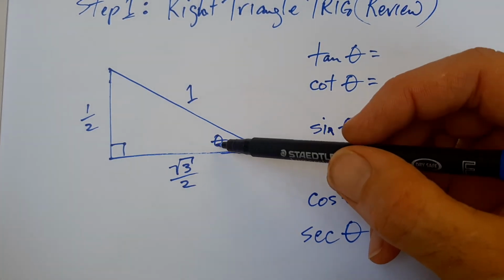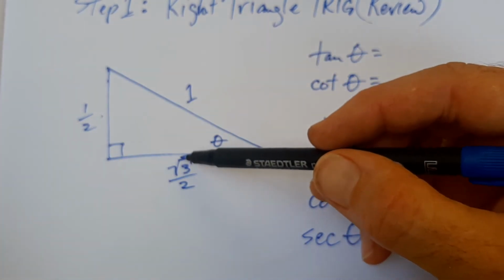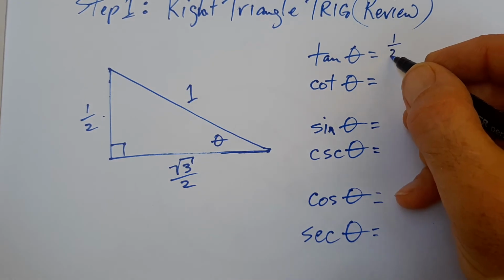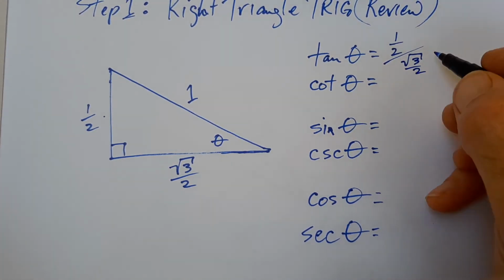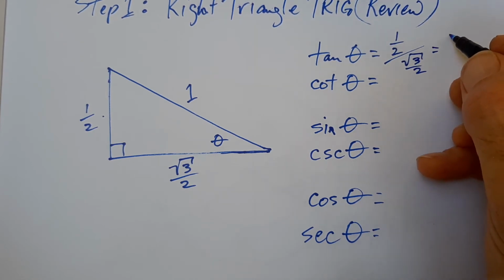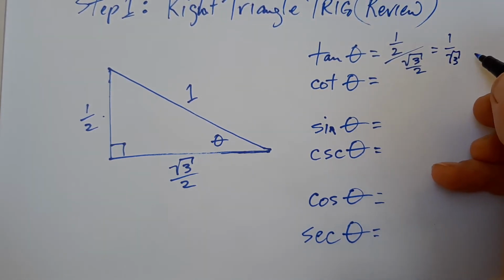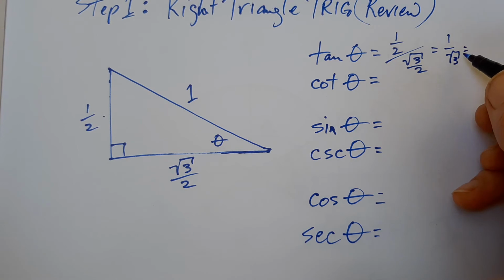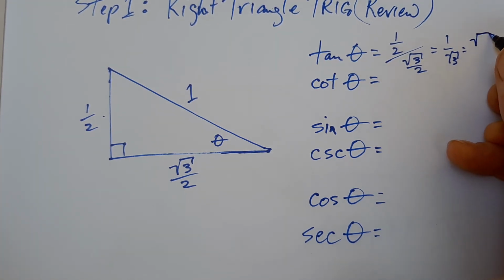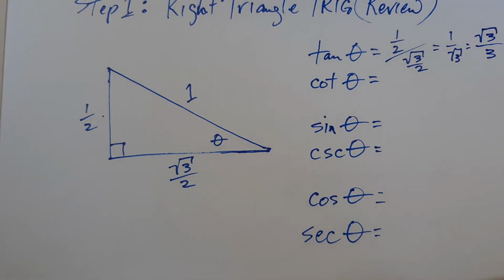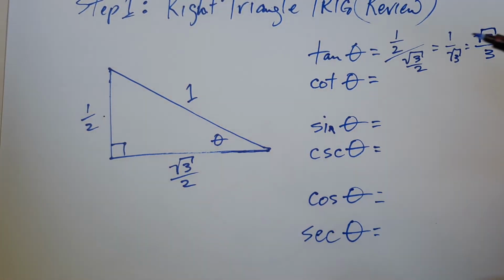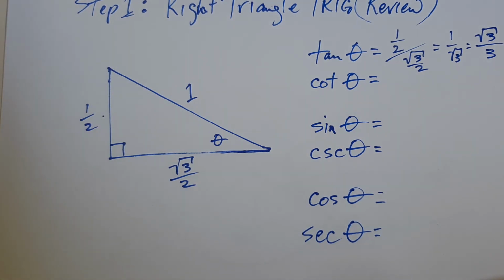Okay, so I'll go through this. Tangent. Tangent is opposite over adjacent. So 1/2 divided by square root of 3 over 2. Flip, right? You get 1 over the square root of 3. Multiply by square root of 3 over square root of 3. You wind up with square root of 3 over 3 if you rationalize your denominator, right?